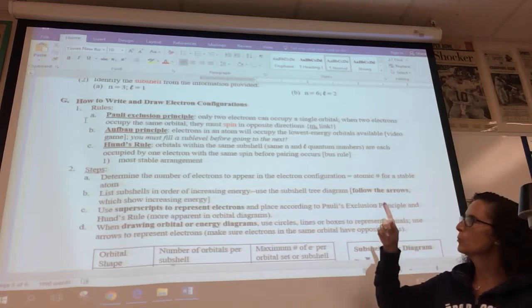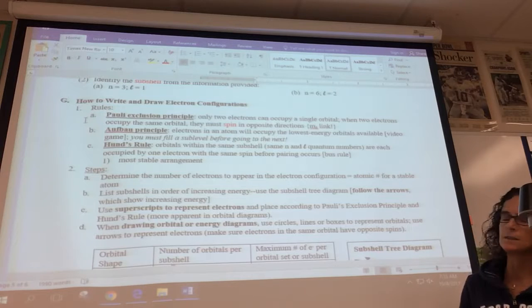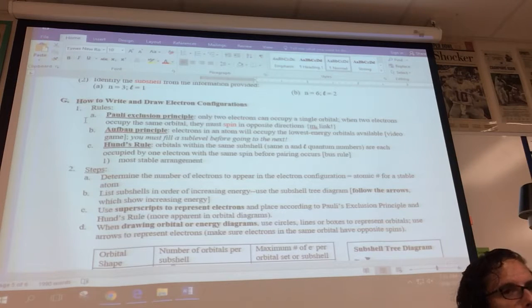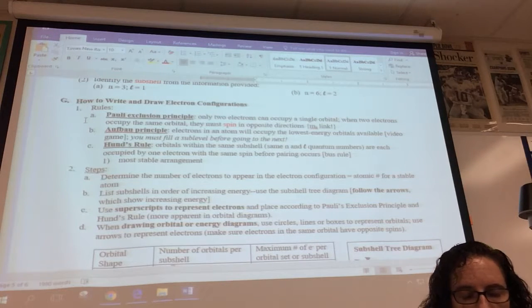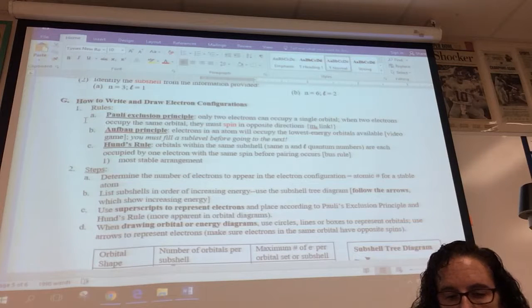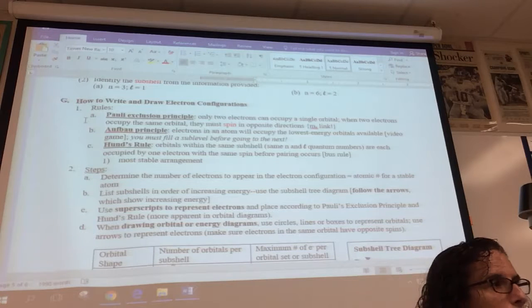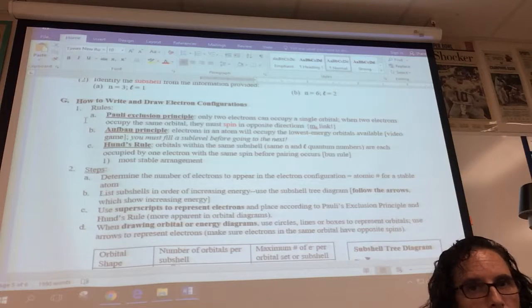The first principle is Pauli's exclusion principle. It says that only 2 electrons can occupy a single orbital. Remember, an orbital is a region in space where there is a 90% chance that the electron will be located. You can calculate the energy of an electron, but there's only a 90% probability that the electron will be there. Orbitals come in 4 different shapes: S, P, D, and F.